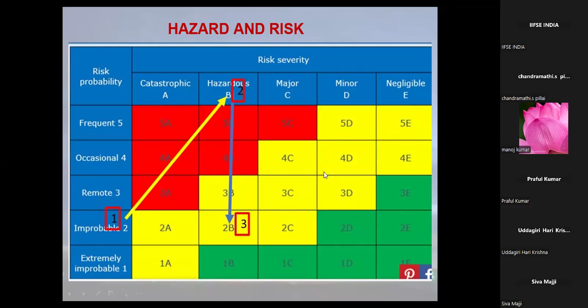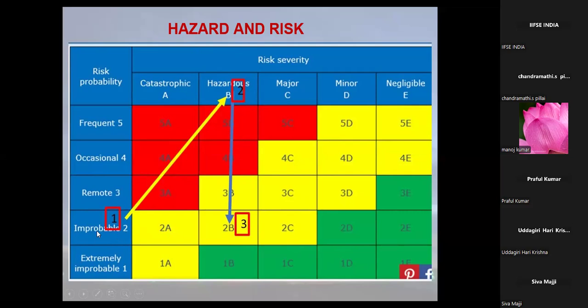Now this yellow band is called ALARP, that is as low as reasonably practicable. That means you are taking the risk to a level that you can mitigate and execute the job. This red band shows the high risk job. Whenever in your calculations you land in the red band, you should be very serious and take more steps to bring the level down from the red zone to either yellow or green.